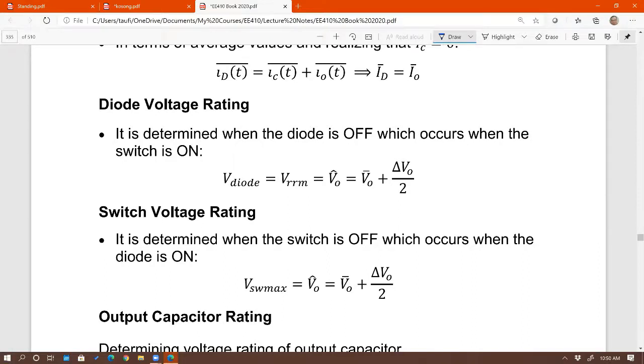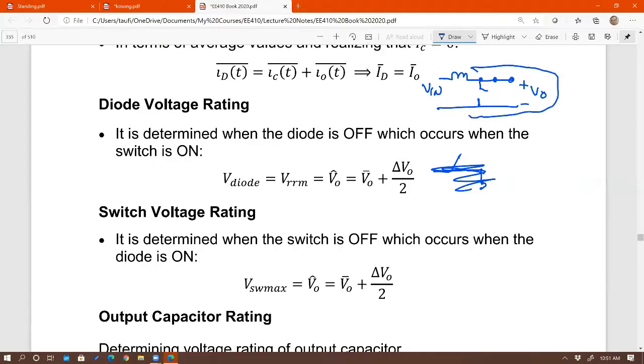So for a boost converter, when the switch is open, that means the diode is on, right? Like that. This is V out, this is V in. And look, this is the switch right here that's open. What do you think the voltage across the switch is from here? You can see that's equal to V out, right there. Oh, that's the diode. Here's the switch right there. So you can see that maximum switch voltage must equal the peak of the output voltage.